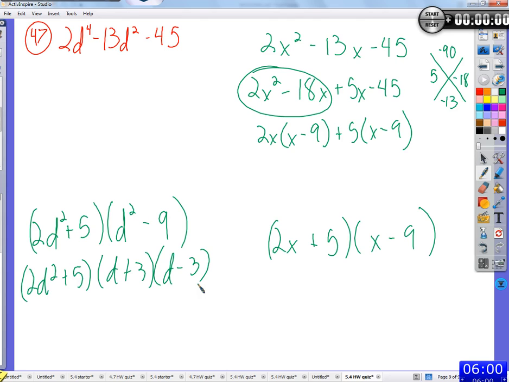So every time you do a factorization, you get it all done, it looks nice, look at the factors that you found and ask yourself, is one or more of these still factorable? Okay, that was our last one.